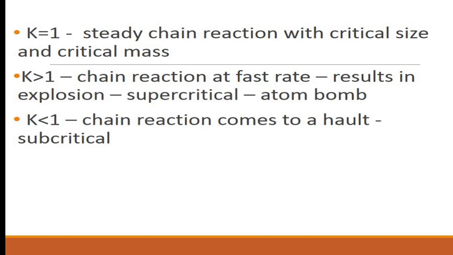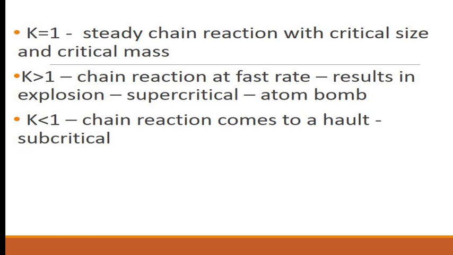Now what happens if K is less than 1? K less than 1 means the rate of loss of neutrons is more. That means the neutrons produced in the fission reactions are absorbed more. So what will happen? After some time there will be no more neutrons. So what happens to the chain reaction? The chain reaction comes to a stop or a halt, and such a size of the material used is said to be subcritical.